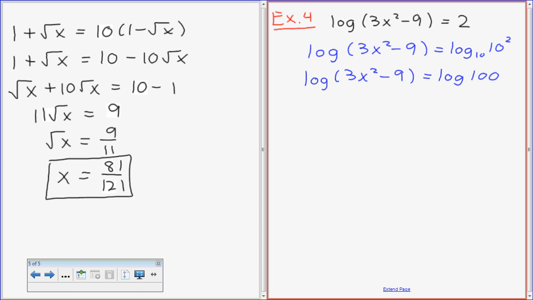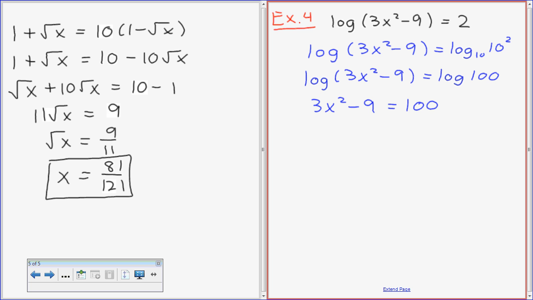And so then you would cancel out the logs. Yes. Do we have to show the expression of log, or can we just go straight to 3x squared minus 9 equals? Probably you can go right from 3x squared minus 9 equals 100. But I just want to show you why it is, because if I don't put this step, people are going to say what just happened.